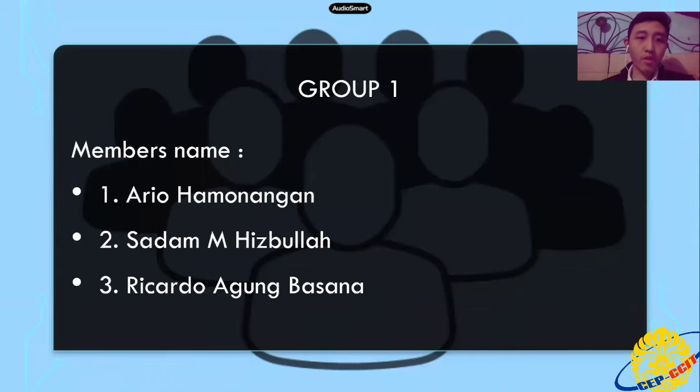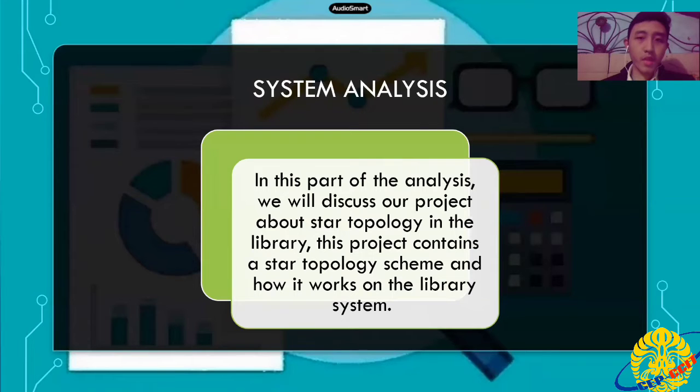We are from group 1 and my name is Ario Hamonangan, and this is the system analysis. So in this part of the analysis, we will discuss our project about star topologies in the library. This project contains a star topology scheme and how it works on the library system. We use the star topology as a liaison between one computer and another computer in a library computer network, both the computers as servers or as clients.